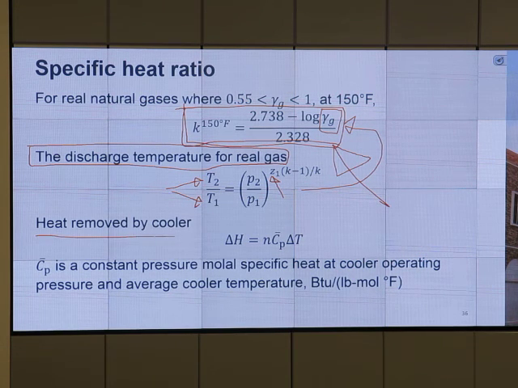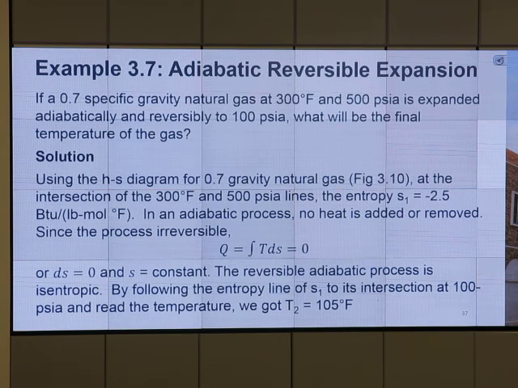And heat removed by the cooler will be delta H equals Cp bar delta T. Cp bar is the constant pressure molar heat capacity. This time you use the molar value, so that value has to be calculated or given, or come from some chart. It's BTU per pound mole per Fahrenheit. Then we can calculate delta H. Then you learn two methods on how to do horsepower. Okay, next let's do some examples, so then it will be very clear.